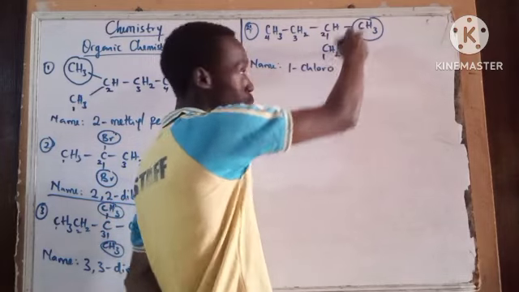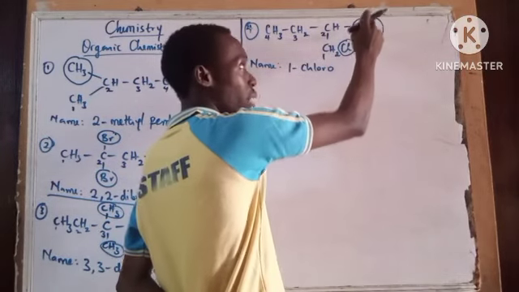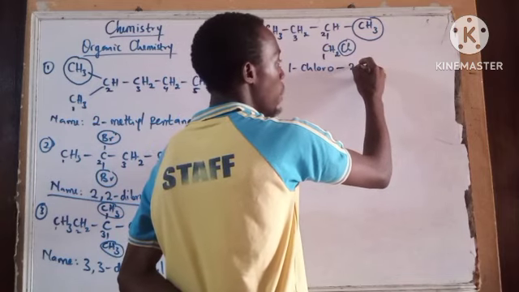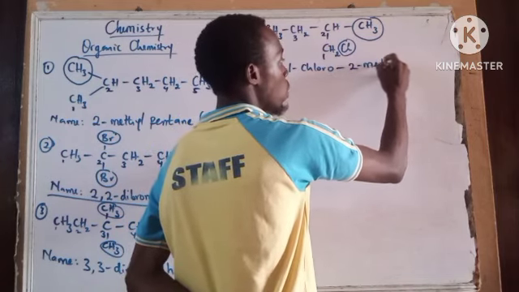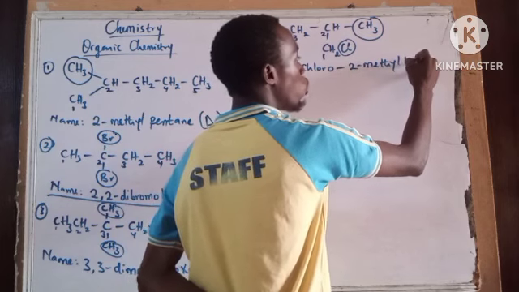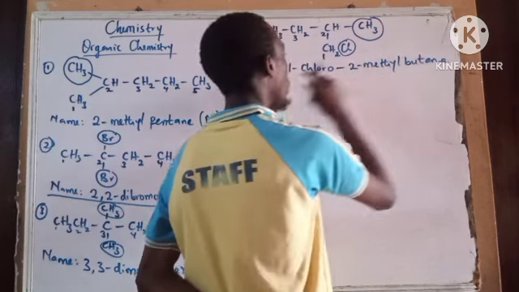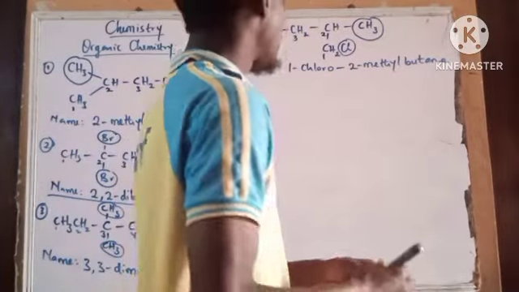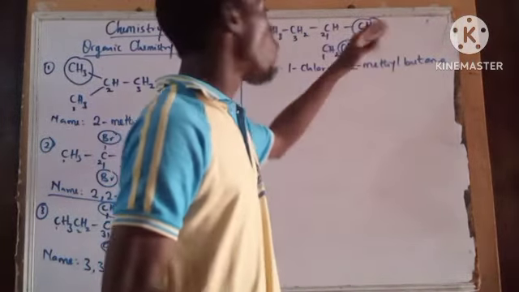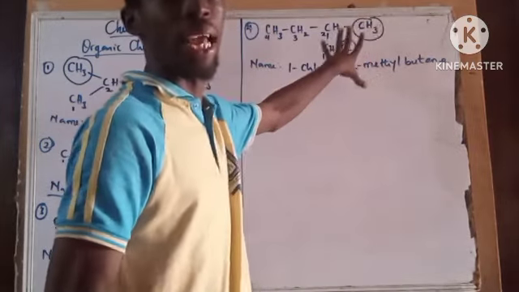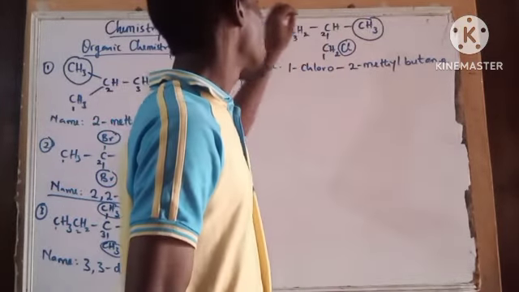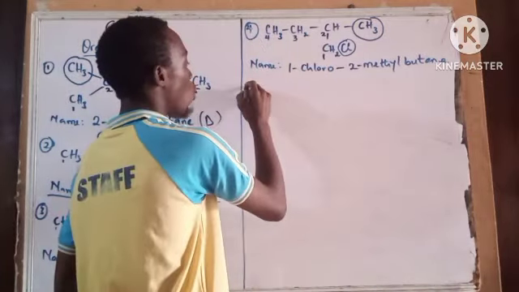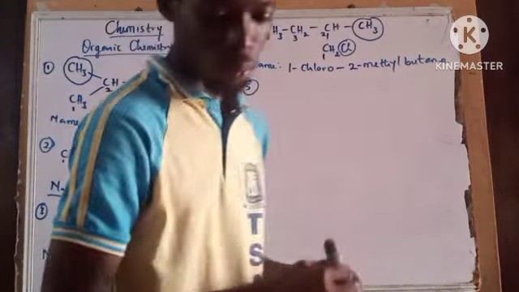Inorganic before the organic. 1 chloro, then we are going to have 2 methyl butane. 1 chloro, 2 methyl butane. And this is the name of this organic compound here. So 1 chloro, 2 methyl butane. Now let's go to question 5.